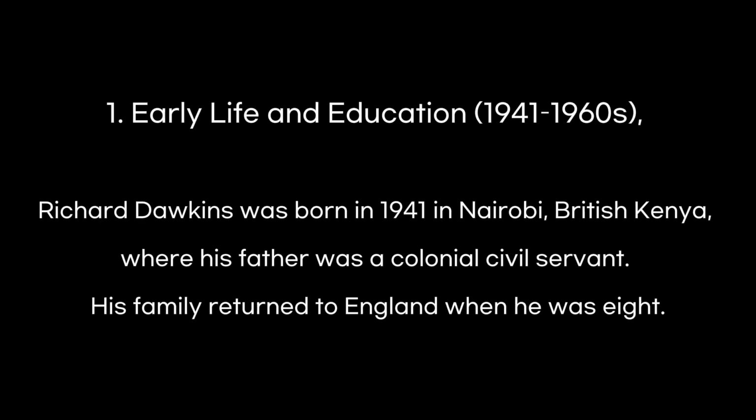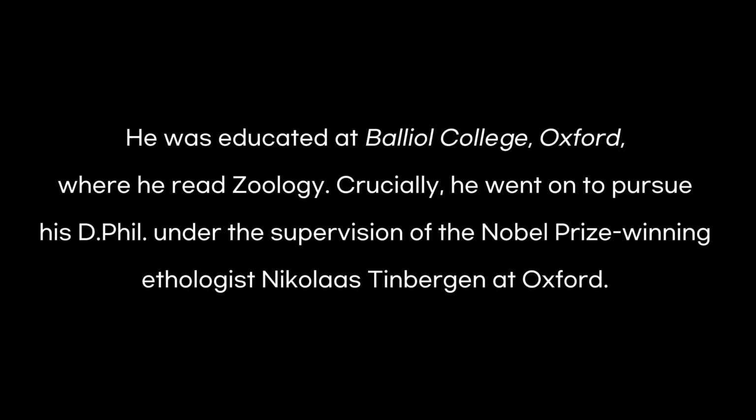1. Early life and education, 1941 to 1960s. Richard Dawkins was born in 1941 in Nairobi, British Kenya, where his father was a colonial civil servant. His family returned to England when he was 8. He was educated at Balliol College, Oxford, where he read zoology. Crucially, he went on to pursue his DPhil under the supervision of the Nobel Prize-winning ethologist Nicholas Tinbergen at Oxford.